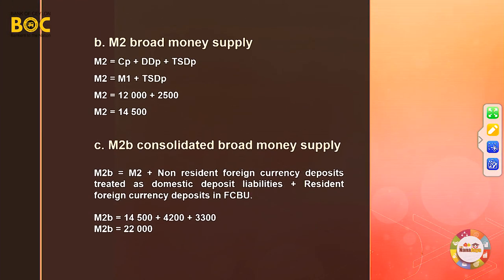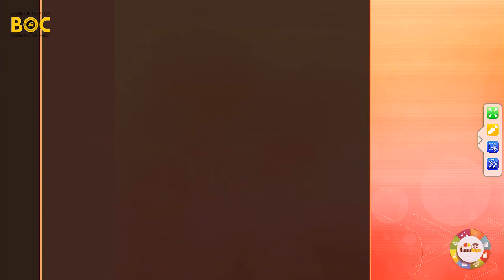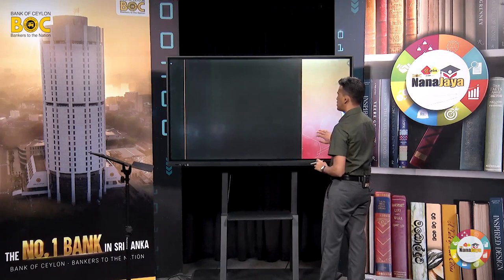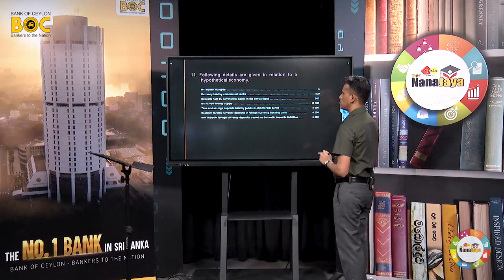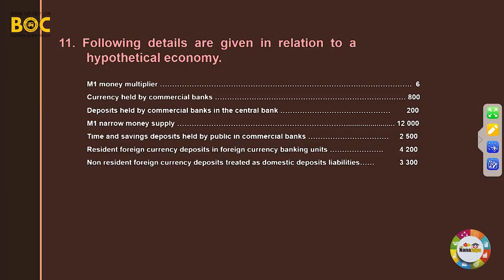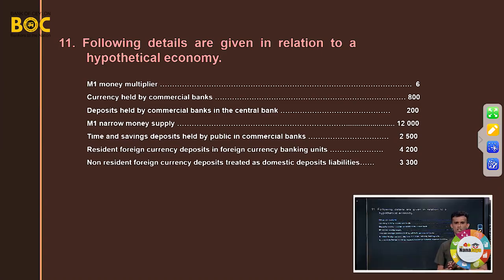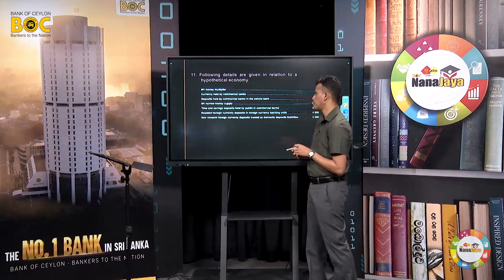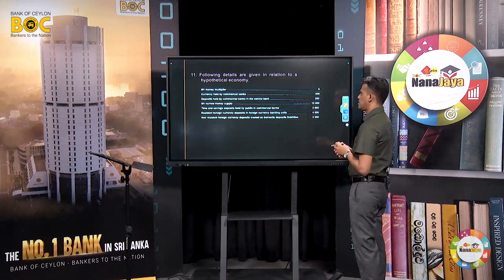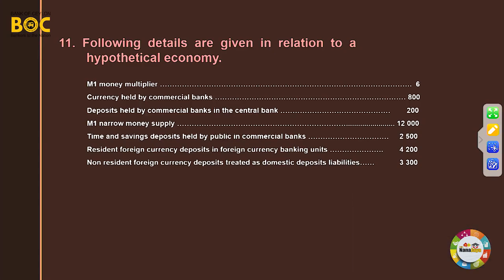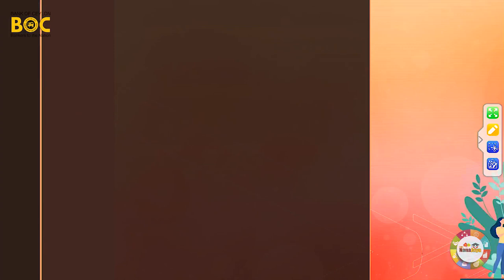The next question is to calculate the M2 broad money supply. Right, based on this information, we are supposed to calculate the M2 broad money supply. Now in this, the M1 narrow money supply is there with us. For this, you need to add the time and savings deposits held by public in the commercial banks in order to obtain the M2 broad money supply. So they have directly given us the time and savings deposits held by public in commercial banks. So therefore, directly we can add them together and get the M2 broad money supply.